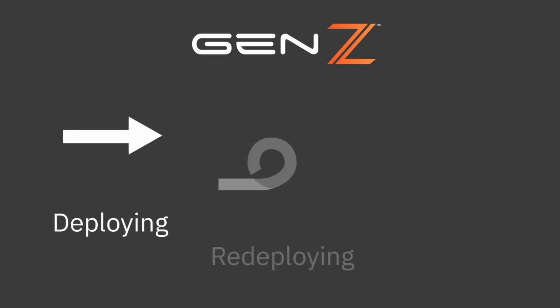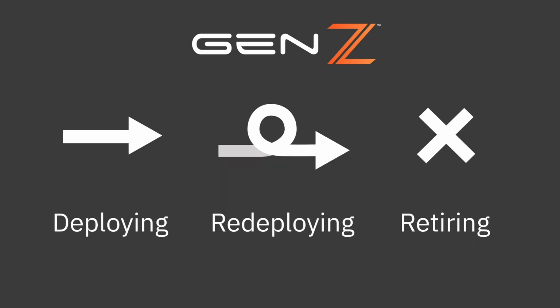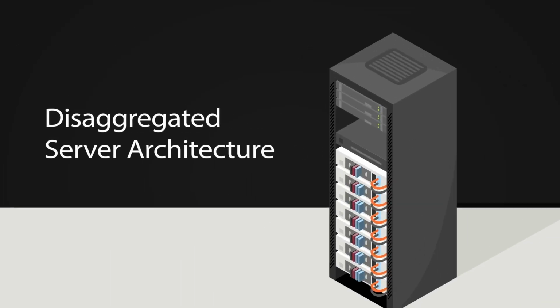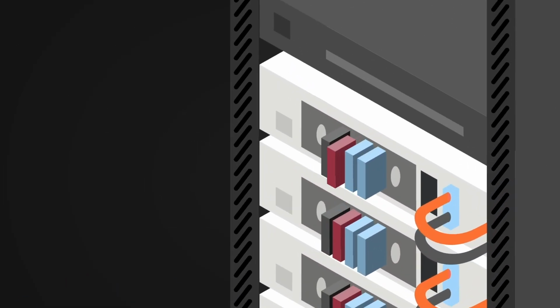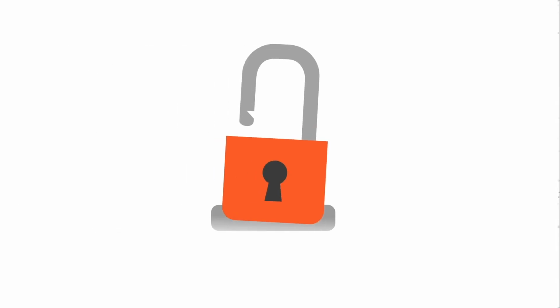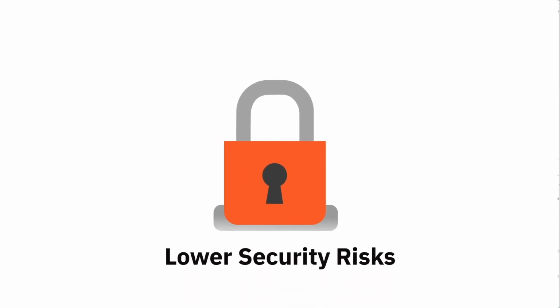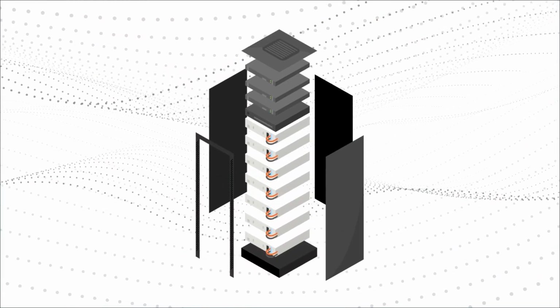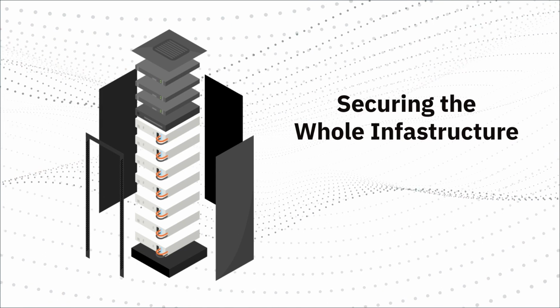Gen Z also provides more flexibility in deploying, redeploying, and retiring critical high-cost infrastructure by enabling a disaggregated server architecture. Components can be easily added, unplugged, or replaced, lowering service costs and decreasing procurement costs when compared to large-scale rip and replace upgrades. And finally, Gen Z can help lower security risks, since having a single interconnect fabric can unify your data center, securing the whole infrastructure.